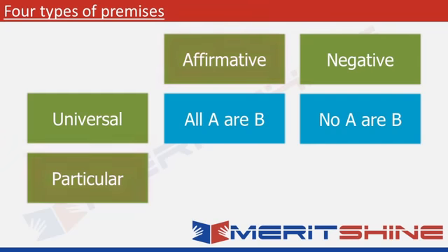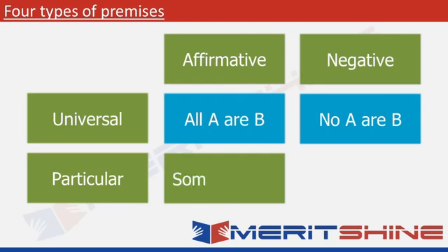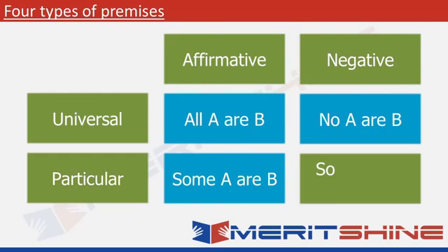The third would be particular affirmative. A statement like some A are B. So it's a positive statement, but unlike universal, we're just talking about some A, not all A. And the fourth and final would be particular negative. A statement like some A are not B. So it's a negative statement that's talking about some A, not all A. These 4 types are important to understand because all the statements or premises in syllogisms questions can be classified into these 4 categories only. So let's look at them one by one and try to understand them using Venn diagrams.